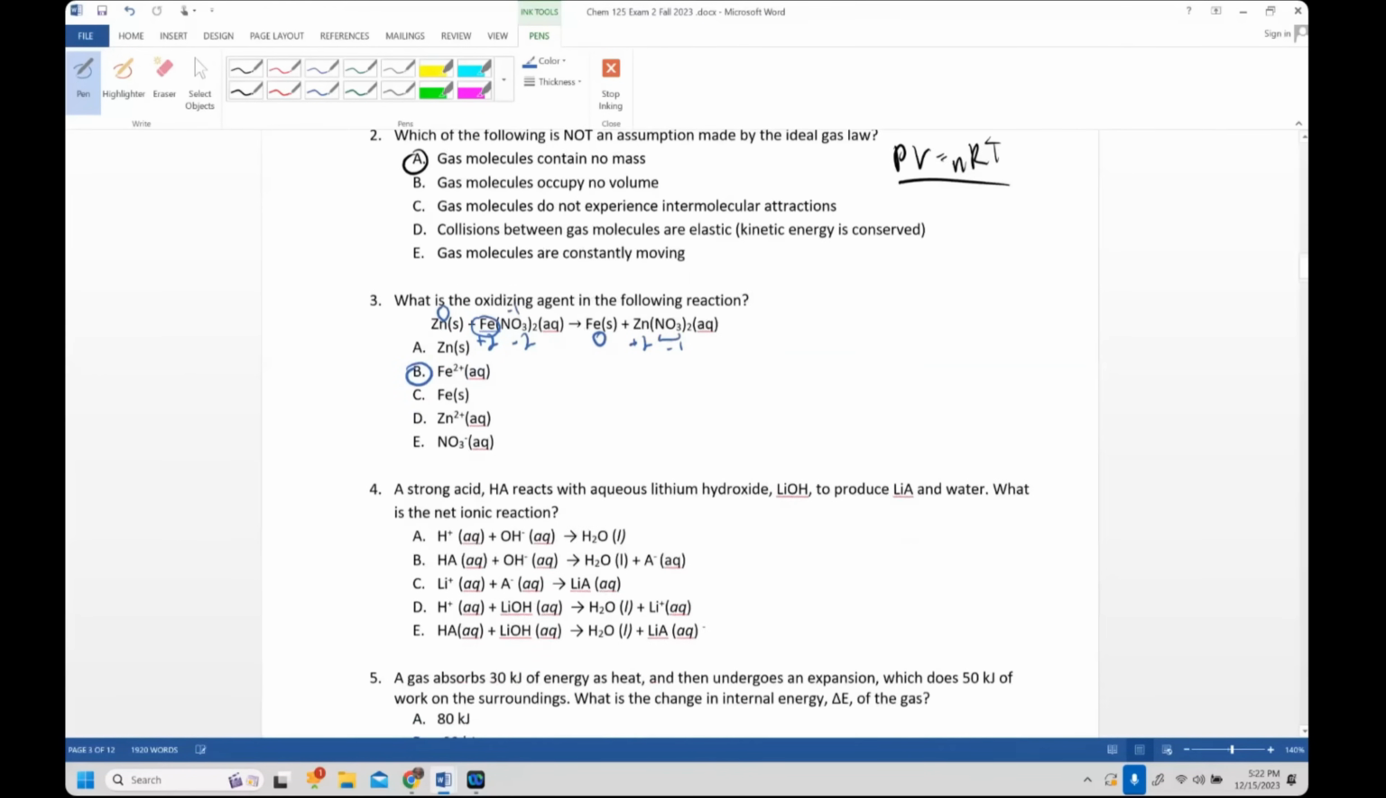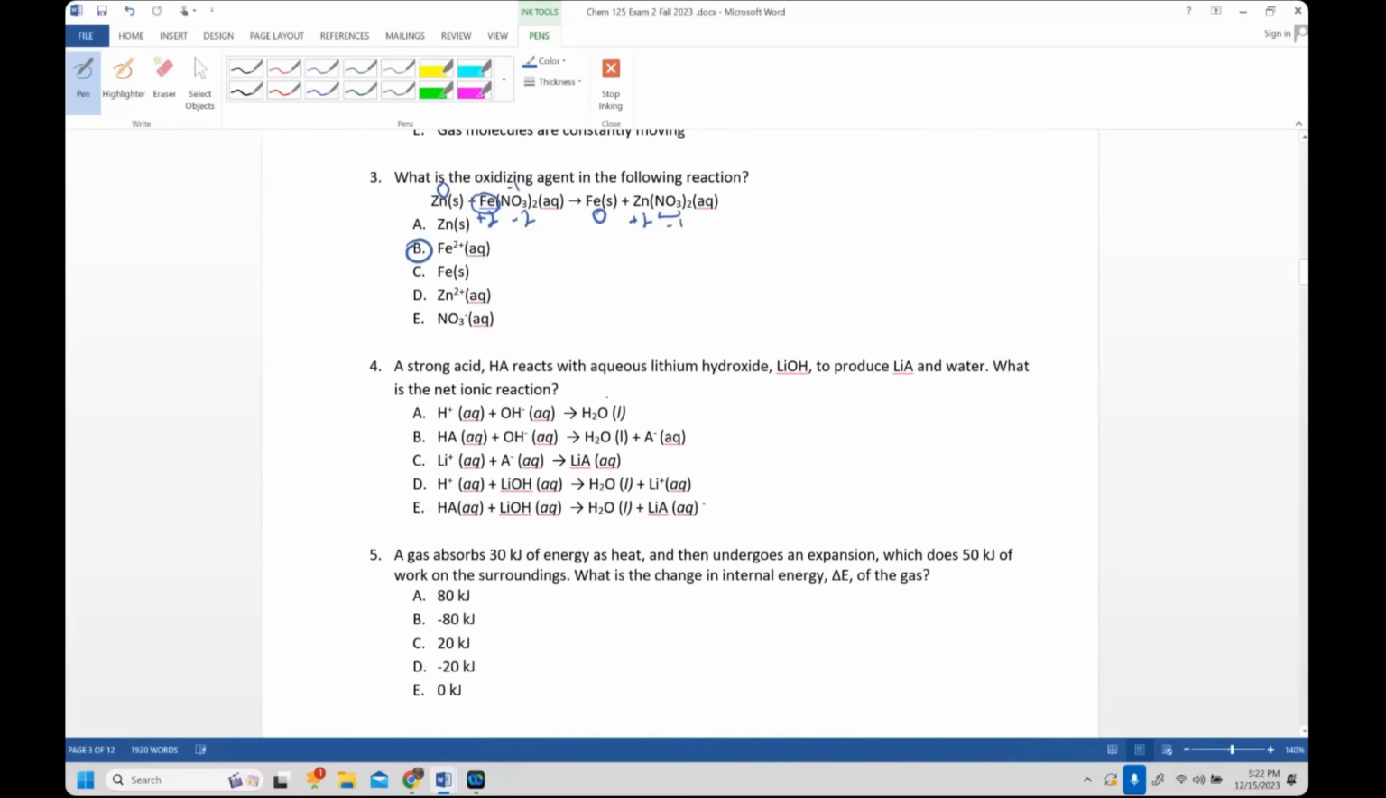Okay, moving on. 4, a strong acid HA reacts with lithium hydroxide to form lithium with the anion plus water. So that's an acid-base reaction, similar to the combustion reactions. They have a predictable product. So it's acid plus base equals water plus salt. What is the net ionic reaction?